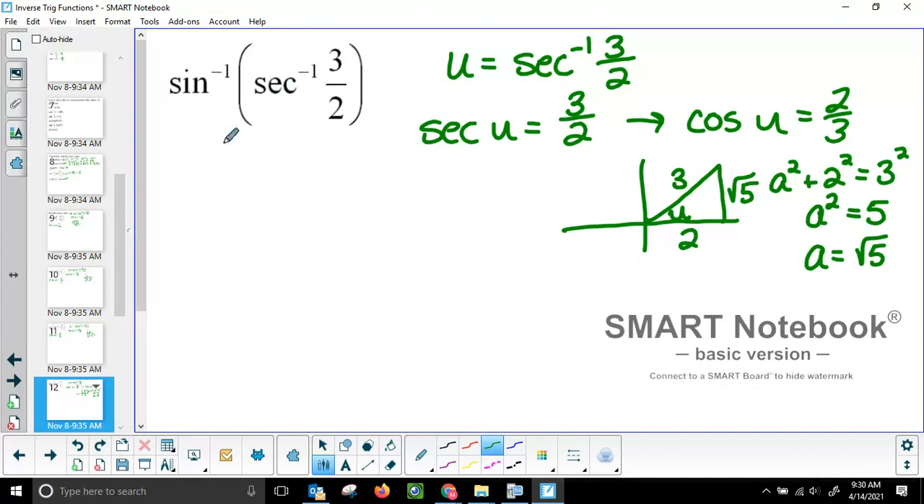All right, well, now we do the same thing, right? We let all this messy stuff equal u, and this is a typo. That has to be regular sine. So really all we're looking for here is sine of u. Well, sine is opposite over hypotenuse, so this is just the square root of 5 over 3.